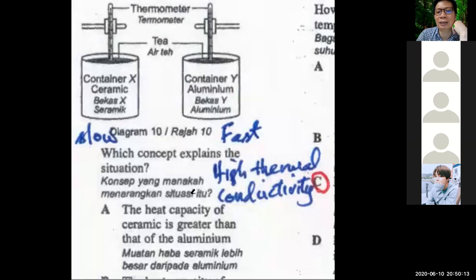Actually, there's no answer here. For me, I think aluminium conducts heat faster. That's why it can make the water cool down faster. Actually, it should be high thermal conductivity. Ceramic doesn't conduct heat fast. That's why the water still stays hot. So here, there's no such answer as I said just now. So the best answer we choose is D.